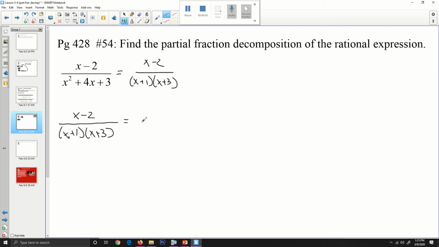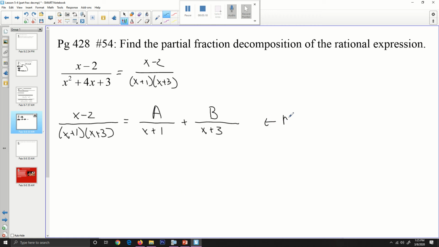And so my partial fraction decomposition is going to be two fractions. It's going to be the x plus 1 and it's going to be the x plus 3. And what I don't know is the numerators for these two new fractions. So I'm going to put an A here for this one. I'm going to put a B there for my second one. All right. And so what am I going to do next?